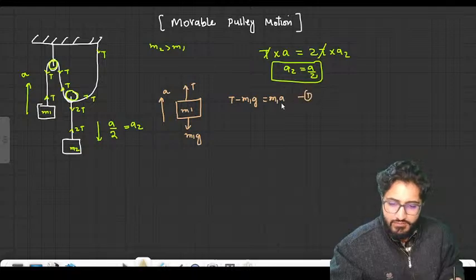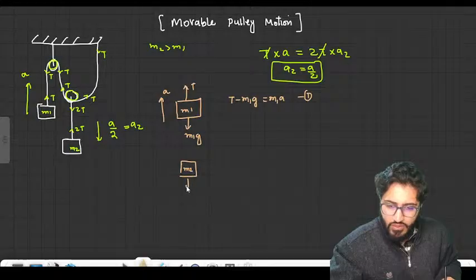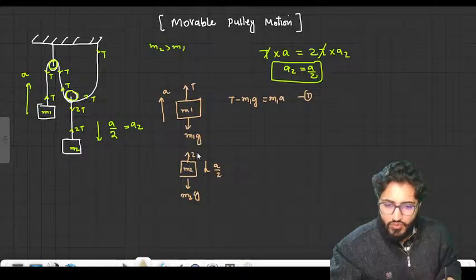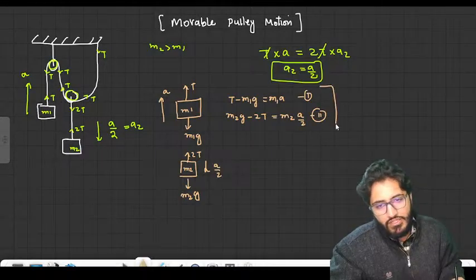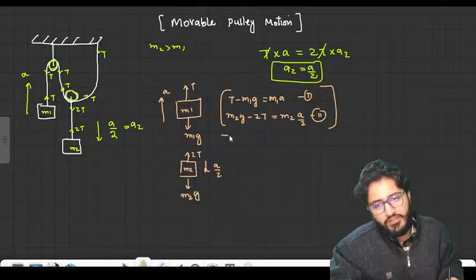First equation. For the second box with mass M2, weight will be M2G, acceleration will be A2, that means A by 2, and tension is 2T. I can write here M2G minus 2T equals M2 into A by 2. Second equation. Now we are having these two equations. We can manipulate the equations and we will get the answer.